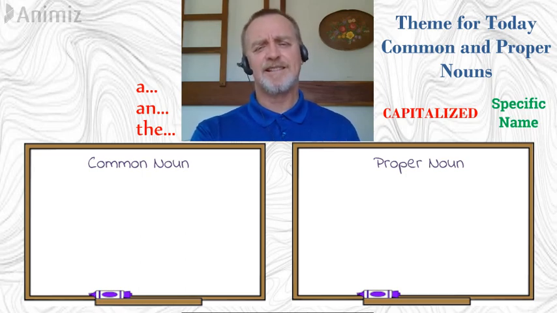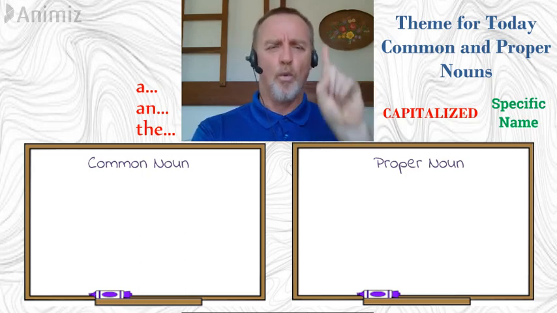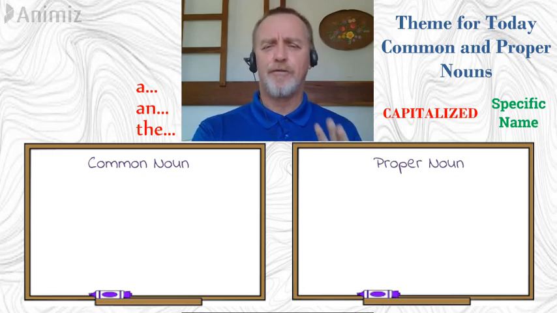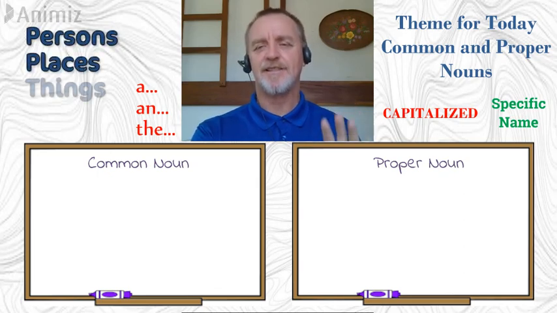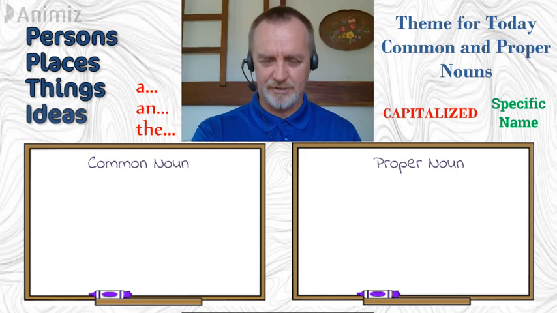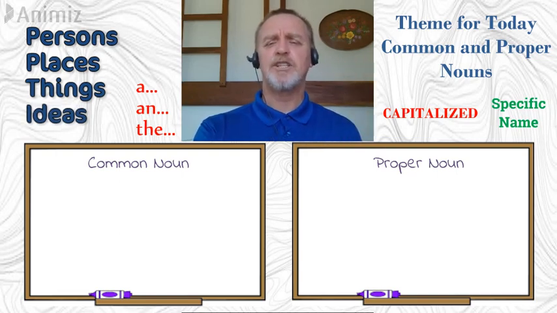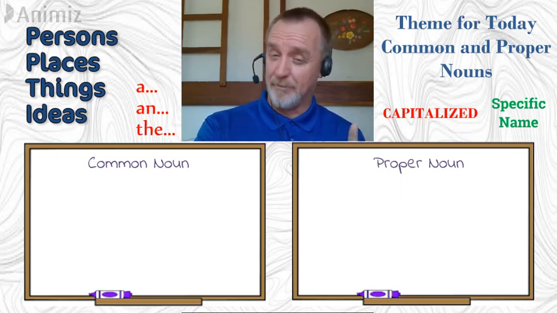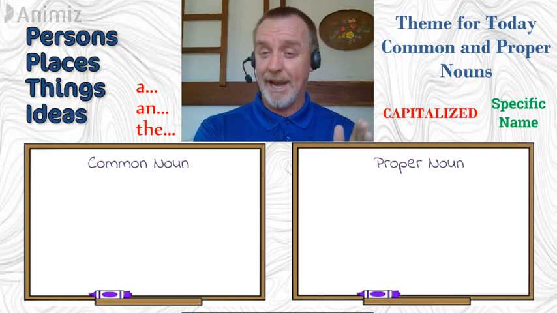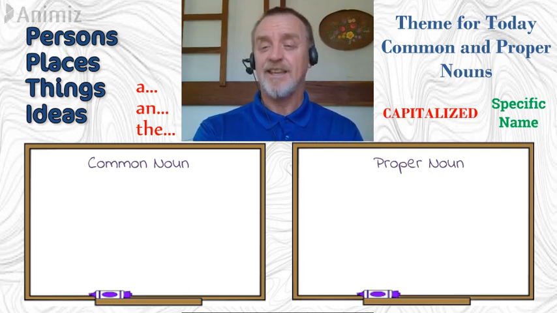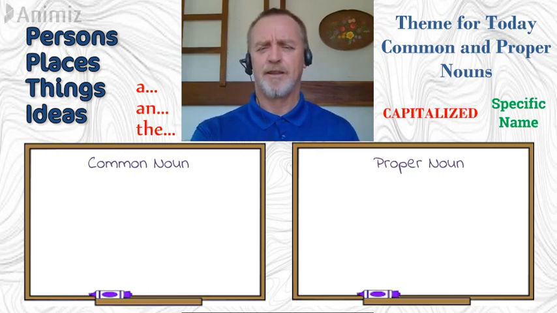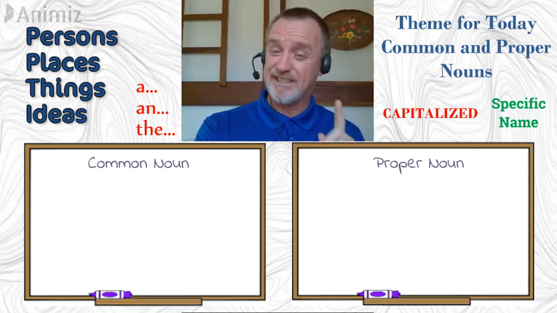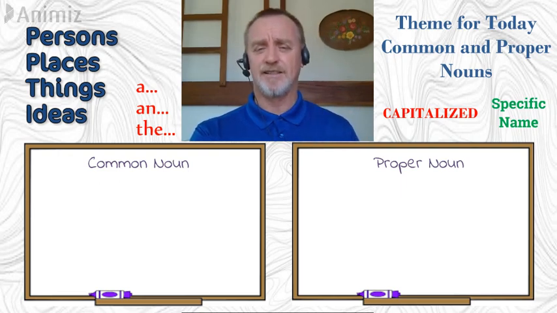So in this lesson, we learned the following. 1. To identify four kinds of nouns: persons, places, things, and ideas. 2. To distinguish between a common noun and a proper noun. Common nouns usually have a, an, and the in front of them, or close or nearby. Proper nouns are specific names that are capitalized.